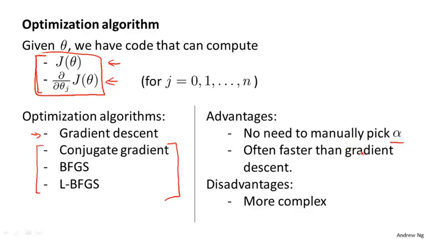So one way to think of these algorithms is that, given a way to compute the derivative and the cost function, you can think of these algorithms as having a clever inner loop. And in fact, they have a clever inner loop called a line search algorithm that automatically tries out different values for the learning rate alpha and automatically picks a good learning rate alpha, so that it can even pick a different learning rate for every iteration. And so then you don't need to choose it yourself. These algorithms actually do more sophisticated things than just pick a good learning rate, and so they often end up converging much faster than gradient descent.